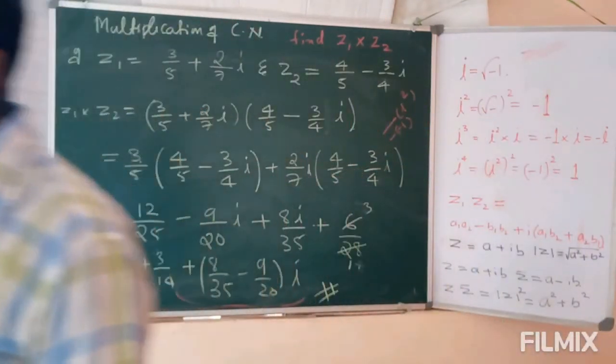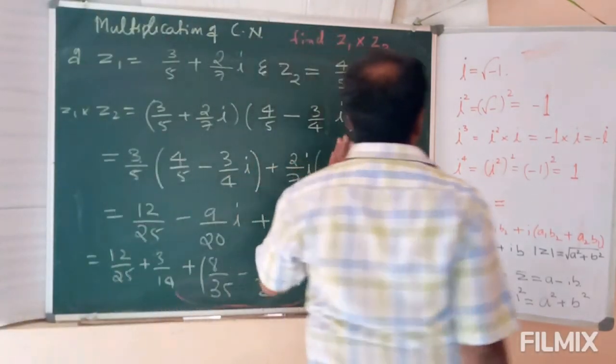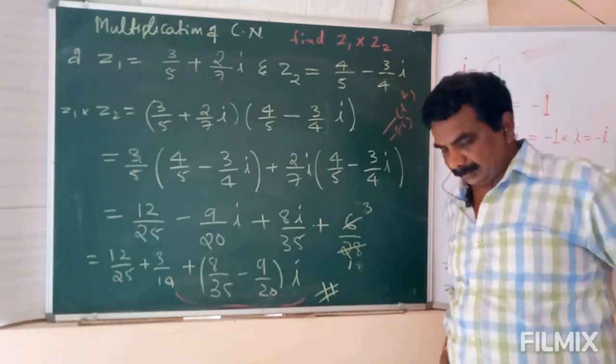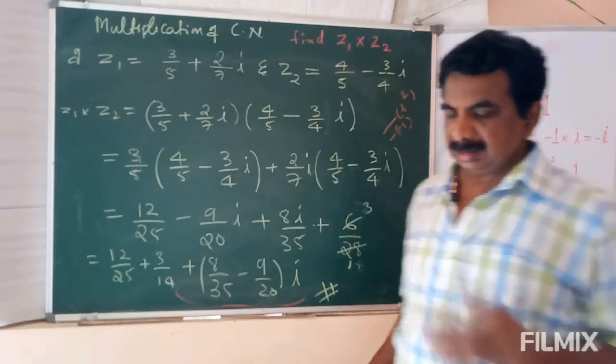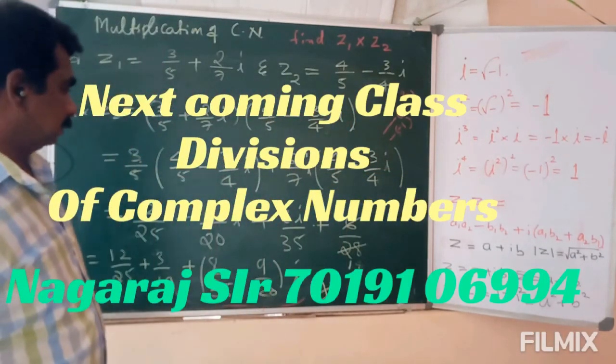This is the multiplication of two complex numbers, or the product of two complex numbers. Okay? Write it. In the next class I will explain the division of complex numbers. Okay, write it first.